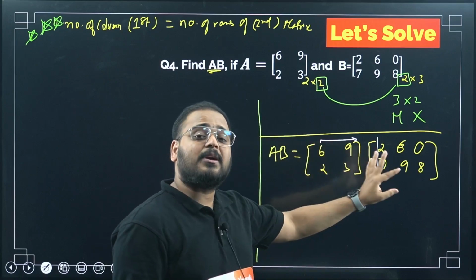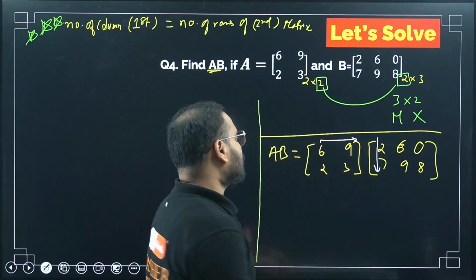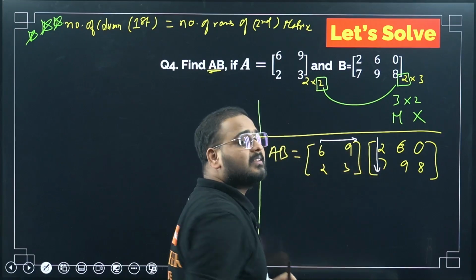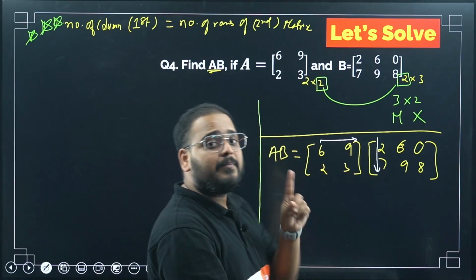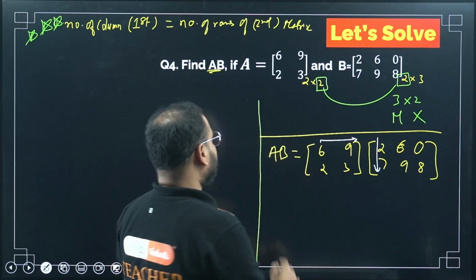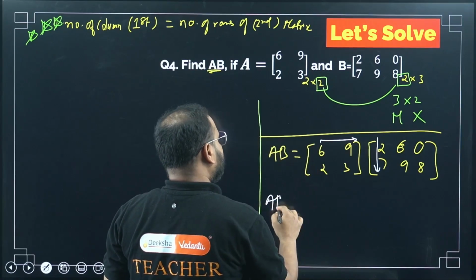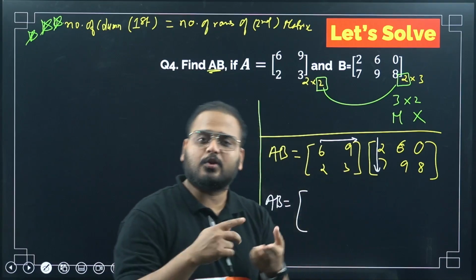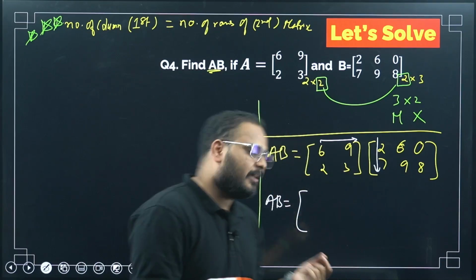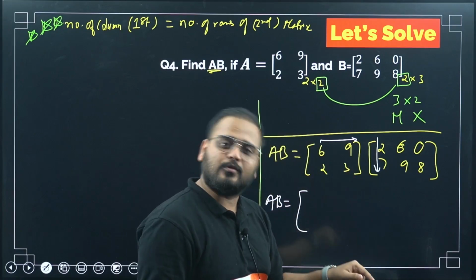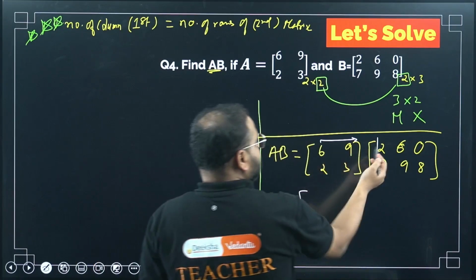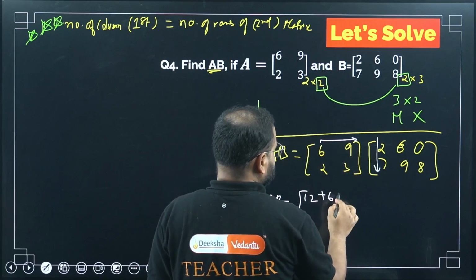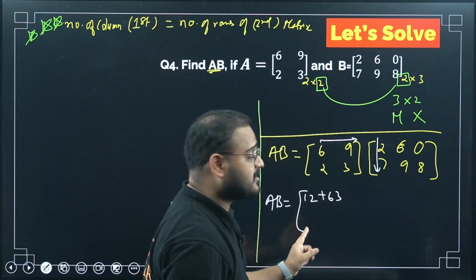And again, what is the multiplication? Respective elements. So the first element 6 will be multiplied with 2, and the second element 9 will be multiplied with 7. And the sum of this will give me the first element of the resulting matrix AB. Isn't AB going to be a matrix only? Yes. When you added two matrices, what was the result? Matrix only. If you multiply two matrices, what is the result? Matrix only. Okay, 6 with 2, 12, sir. 9 with 7, 63, sir. My first element, only the first element.